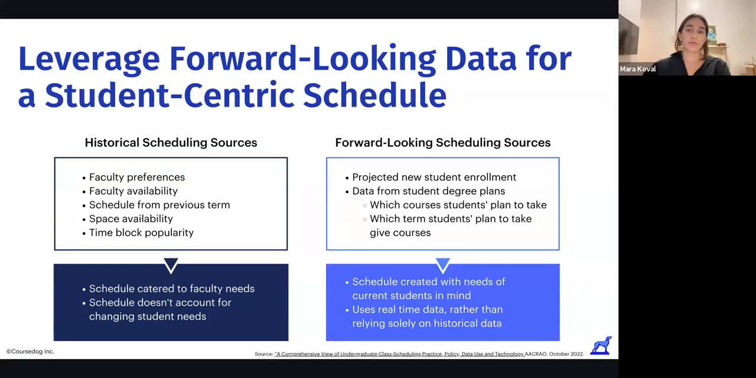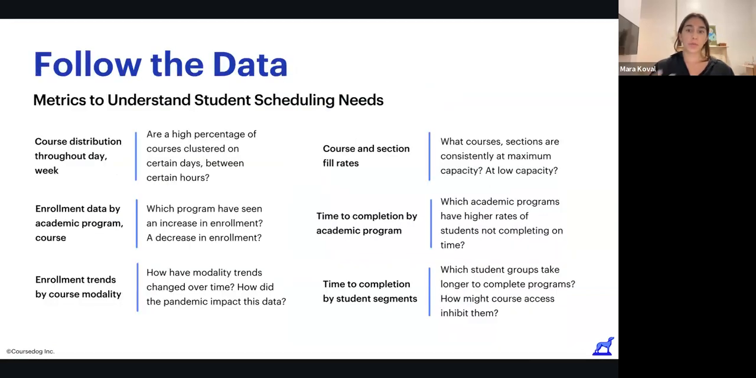Looking at degree planning data from student education plans can also help institutions see into the future and assess which courses students plan to take and in what term. It can also help scheduling teams see which courses are critical for a student to complete their program versus which courses may have some wiggle room for scheduling. There are also a few other metrics to keep in mind. There's so much data we can use to help us build a schedule that puts student needs first. We've listed out a few more metrics here.